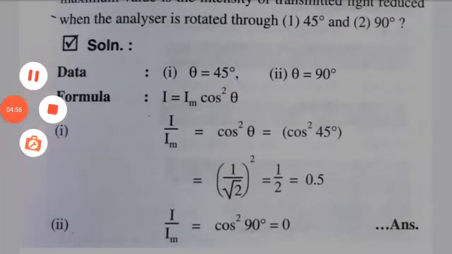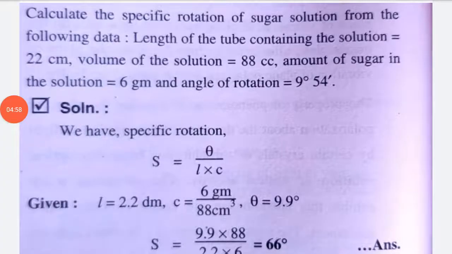Next example. Calculate the specific rotation of a sugar solution from the following data. Length of the tube containing the solution is 22 cm. Volume of the solution is 88 cc. Amount of sugar in the solution is 6 gram. And angle of rotation is 9 degrees 54 minutes.